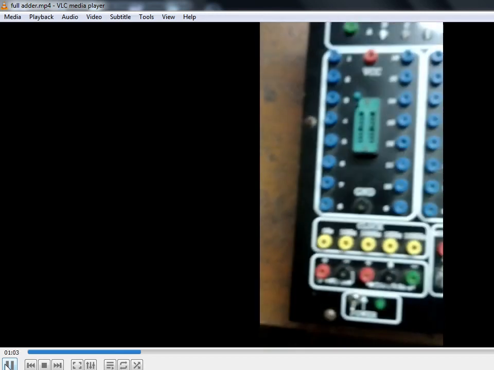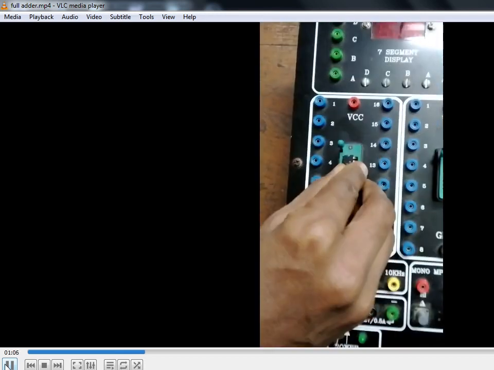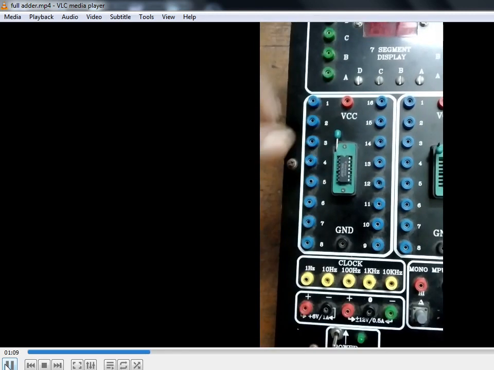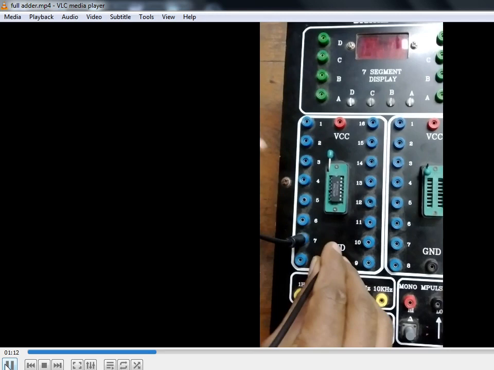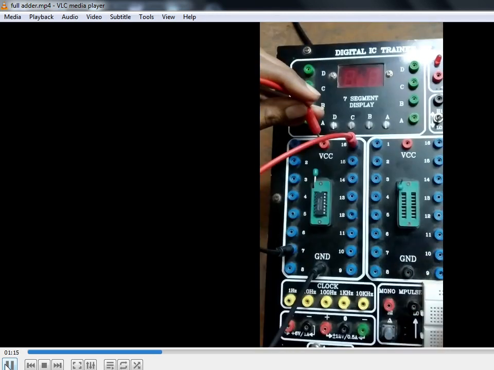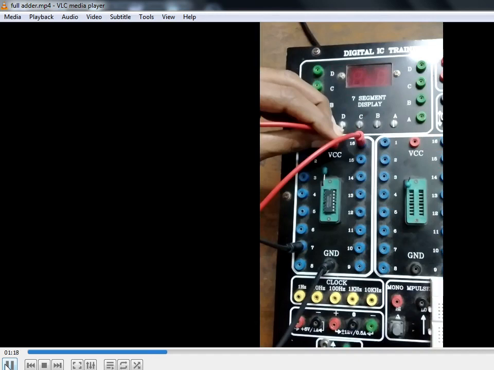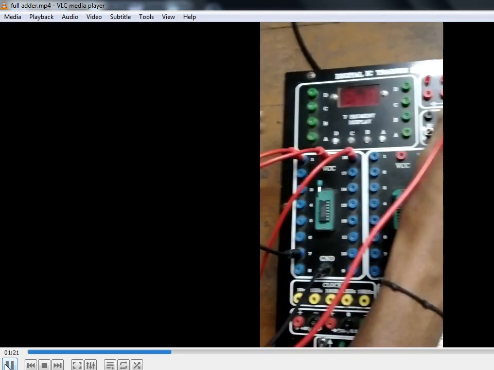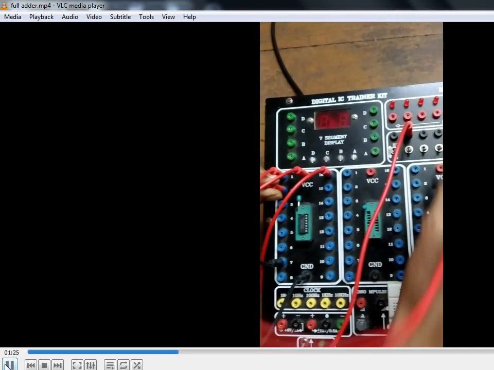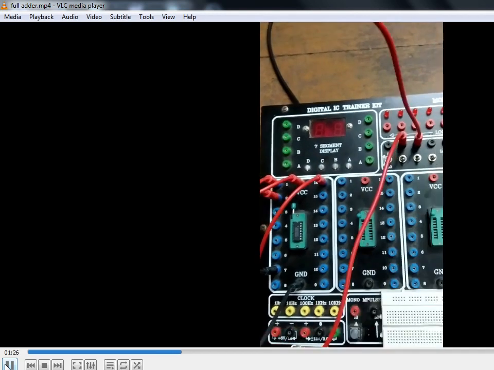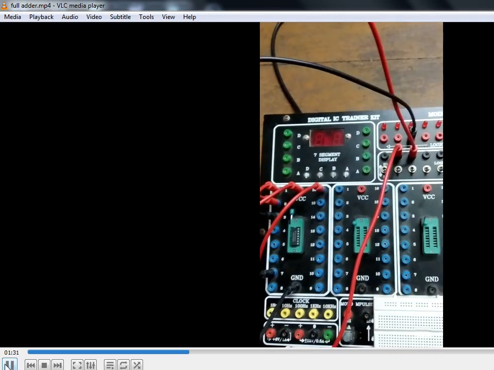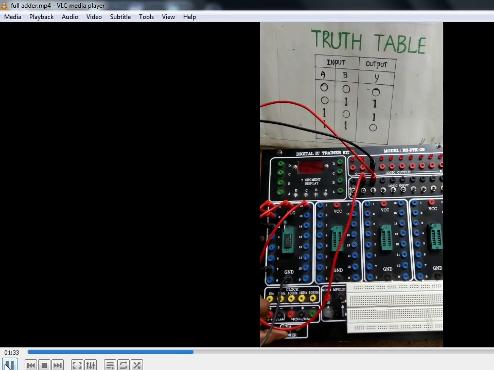Now I am inserting this IC into the IC socket. Connect pin number 7 to ground, pin number 14 to VCC. Pin number 1 and 2 are connected to the input terminals. Pin number 3 is connected to the output terminal. Switch on the digital IC trainer.